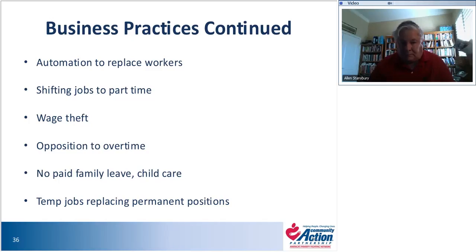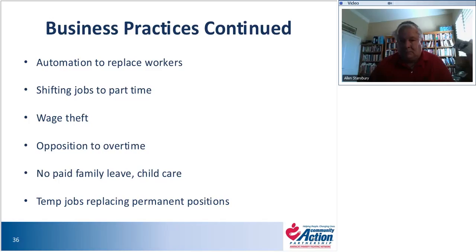Wage theft, Alan did some very interesting research on this. This is a much bigger issue than we think about, but there are numbers of people who work, particularly for day wages, who either don't get paid what they were promised or don't get paid at all, as a substantial issue. The Department of Labor has actually been doing some work on this in the last couple of years.